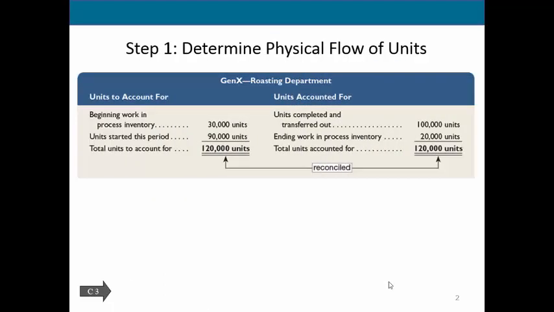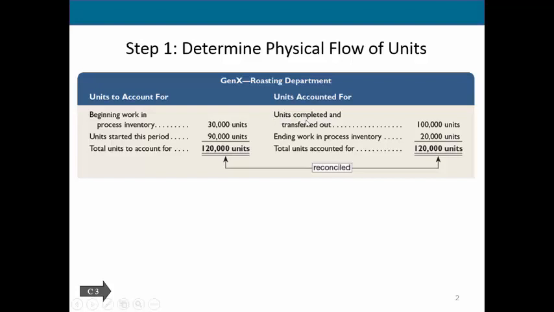So moving forward, we now need to begin to understand the flow of our units. If you'll remember, we had 30,000 units that were in process when we started the current period. And then we began 90,000 units. So in total, we had 120,000 units that were moving through the process during the current period.